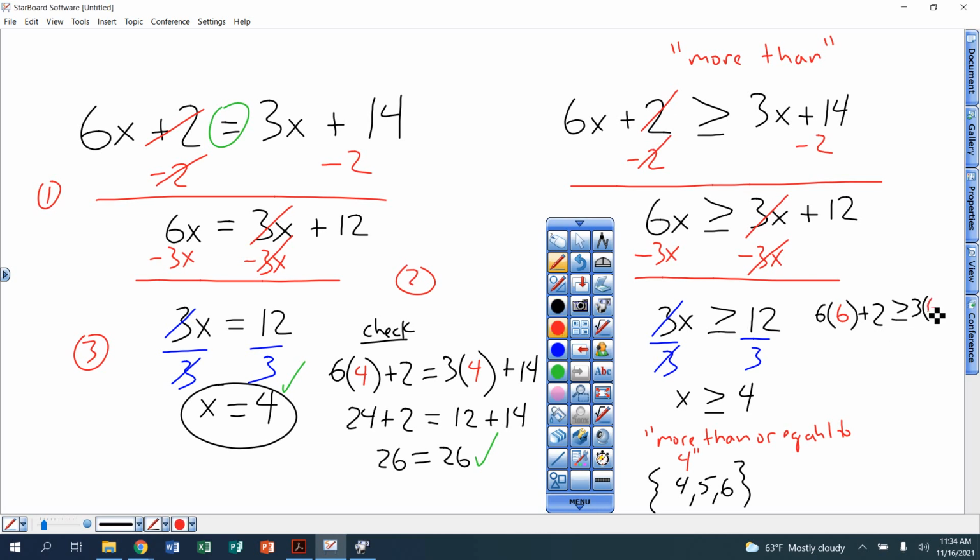So if I plug in a number more than 4, it should give me a true statement. So when I plug it in, I get 36 plus 2. Is that more than or equal to 18 plus 14? 36 plus 2 is 38. 18 plus 14 is 32. So you could see, plugging in that number, even though they weren't equal, it was true. It gave me a true statement.